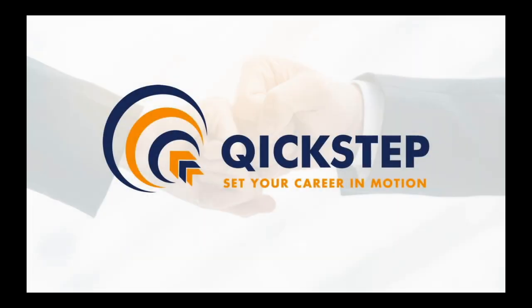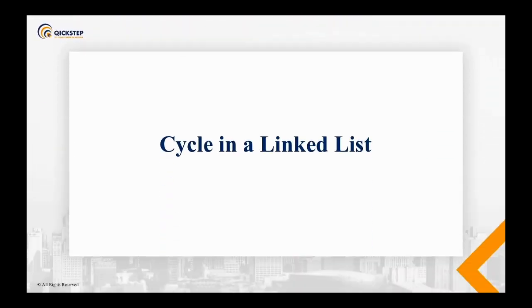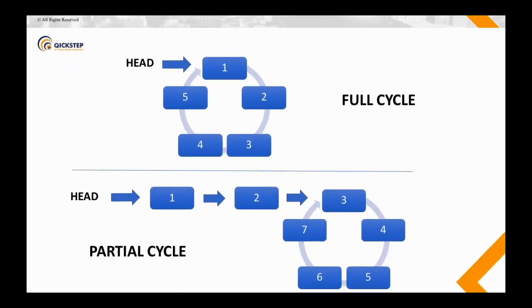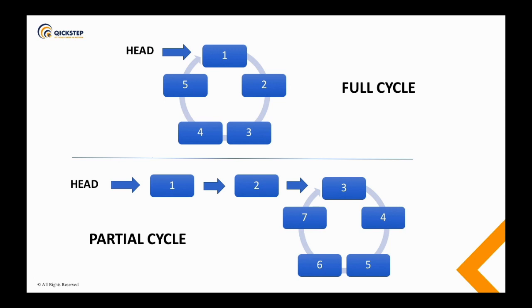Hello friends, the problem that we are going to discuss today is about detecting a cycle in a linked list. So let's understand what a cycle or a loop in a linked list means. There could be two types of cycle or loop in a linked list. The first one is a full cycle where the last node of the linked list starts pointing to the first node of the linked list.